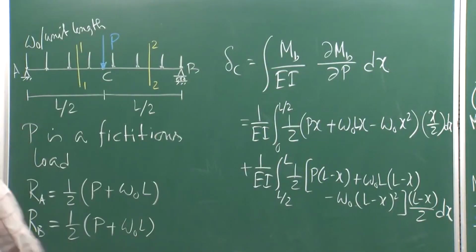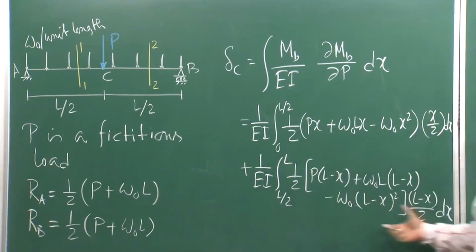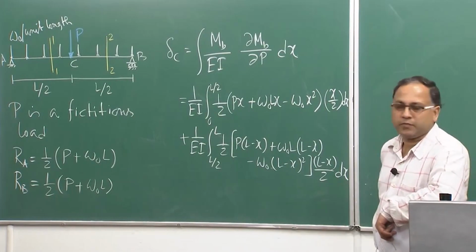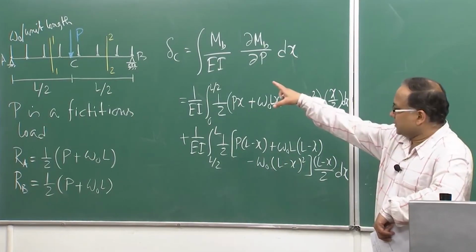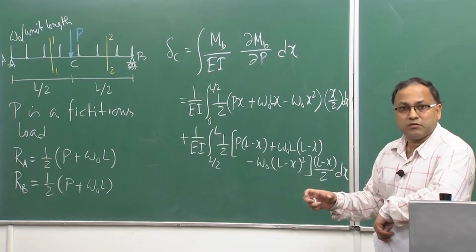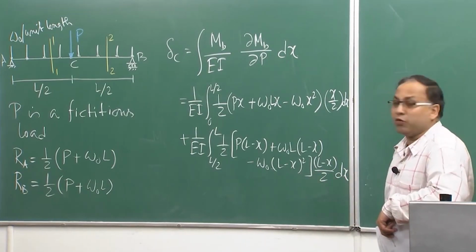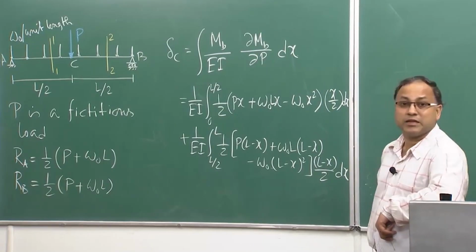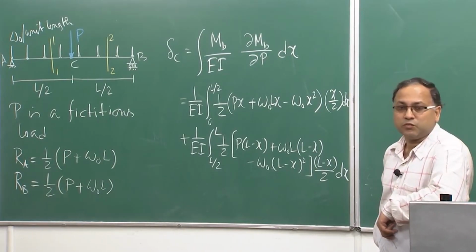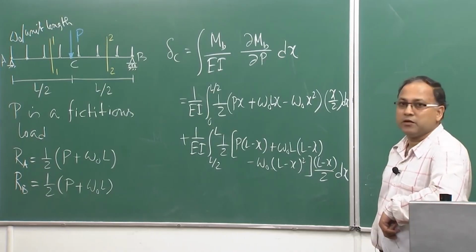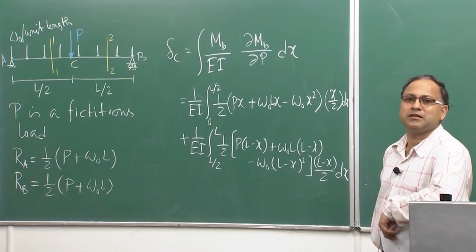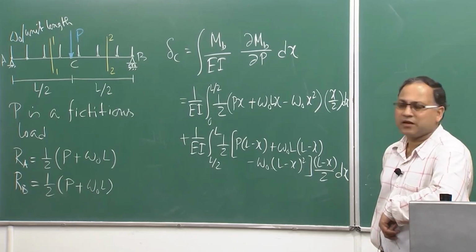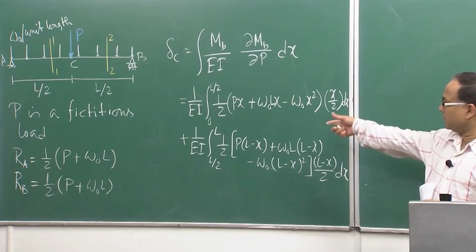So, now if you look at this expression, it contains both load P as well as uniformly distributed load W naught. But frankly speaking, as per the problem, W naught really does exist, but what about P? P was a fictitious force that we have imagined, right? We have considered a fictitious load P. So, P actually does not exist, so we can make P equal to 0 in this expression.